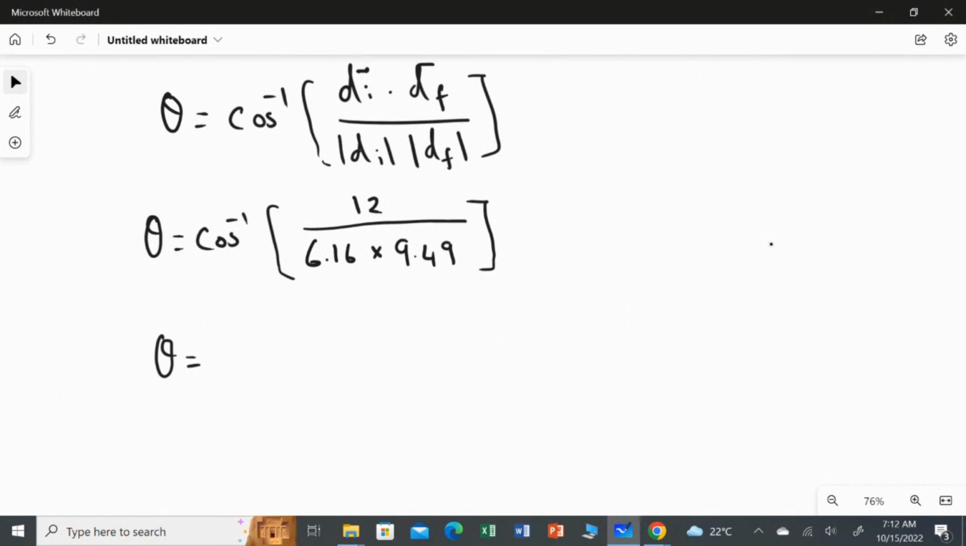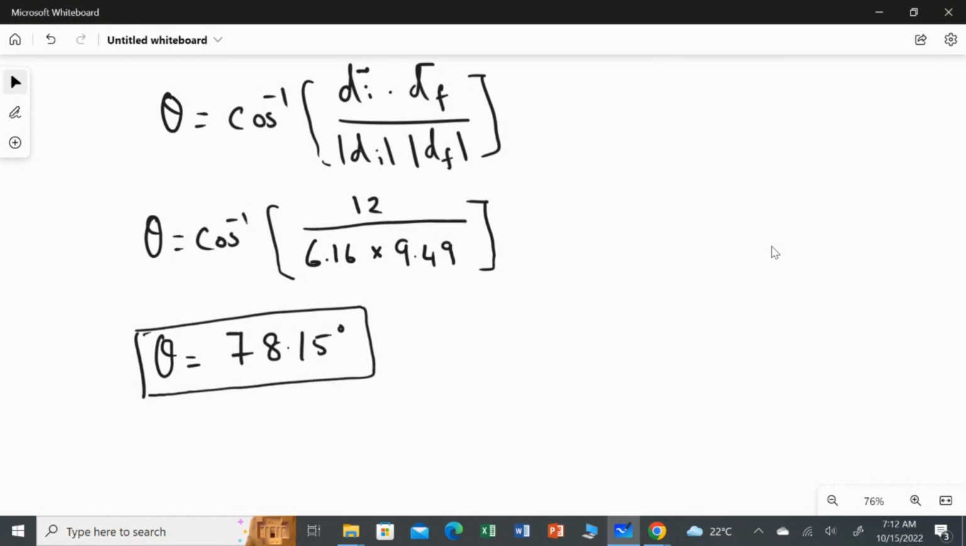So cosine inverse of 12 over 6.16 multiplied by 9.49 gives the answer of 78.15. What is the angle? 78.15 degree. So this is the answer for our third part.